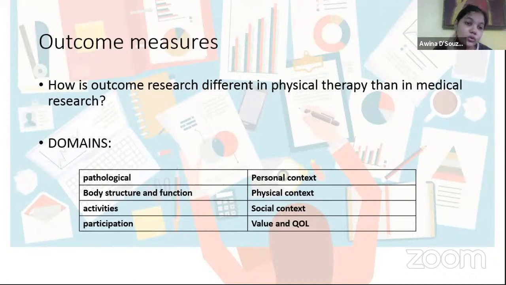The domains that we use for outcome measures are pathological, body structure and function, activities, participation, personal context, physical context. That is what we have in outcome measures.